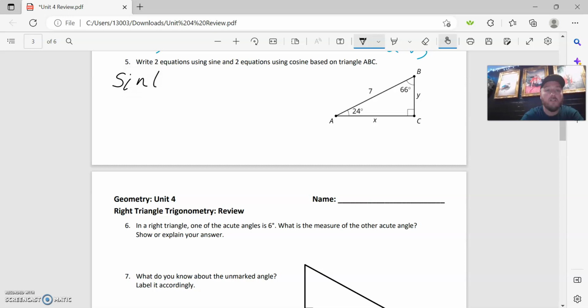The 2 functions I will write for sine, I'll just pick 24 degrees first. So I can do the sine ratio, opposite over hypotenuse, for 24. I can also do the sine ratio for 66. And sine 24, so opposite. Remember, sine is just simply the name for the ratio of the opposite over hypotenuse side. So that's y and 7, so y over 7.